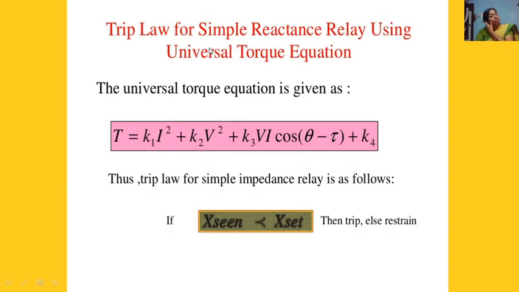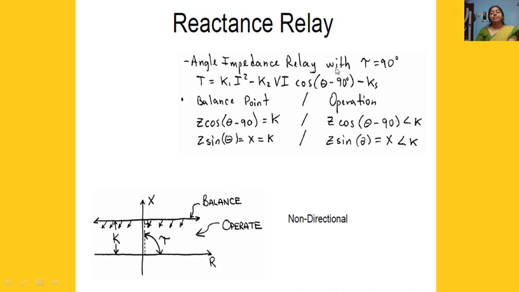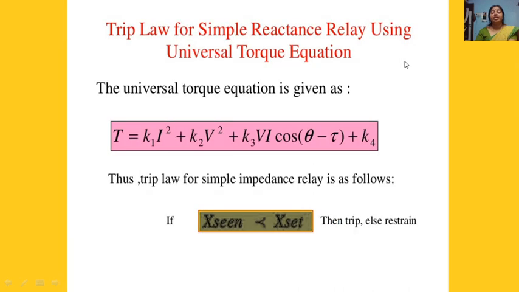Now we'll see the third relay, the simple reactance relay, using the universal torque equation. Again, consider the universal torque equation. Here X seen is less than X set. Now you have to solve this as an angle impedance relay with tau. Why is tau equal to 90? Because it is reactance. Reactance means X.